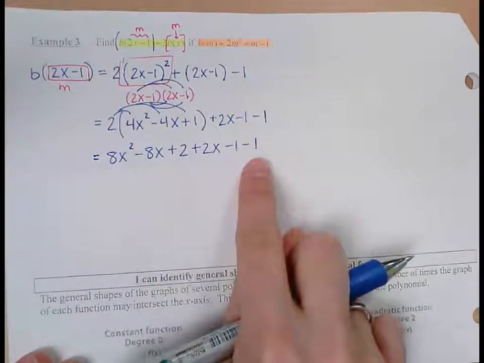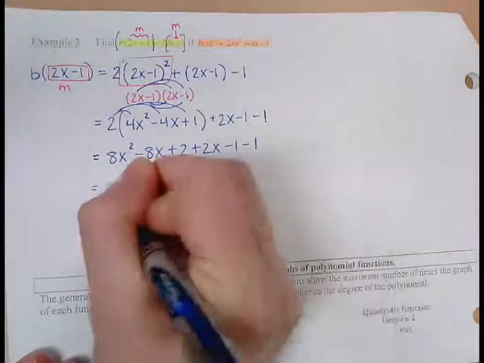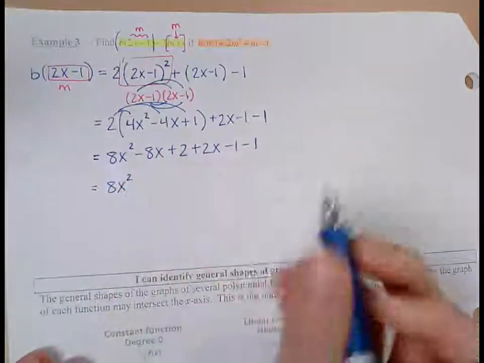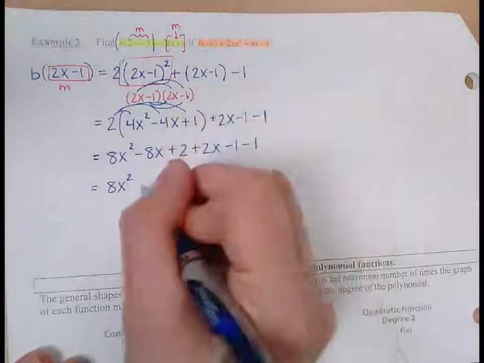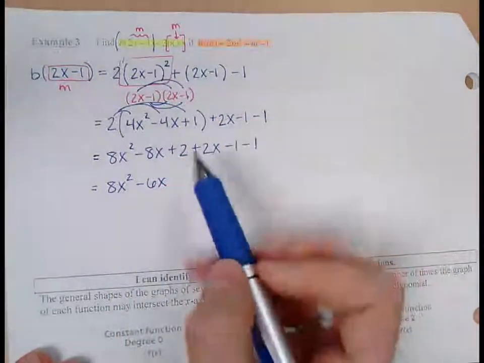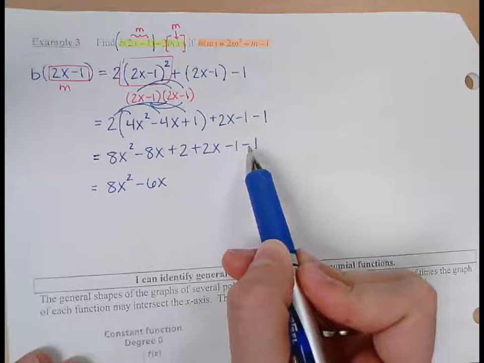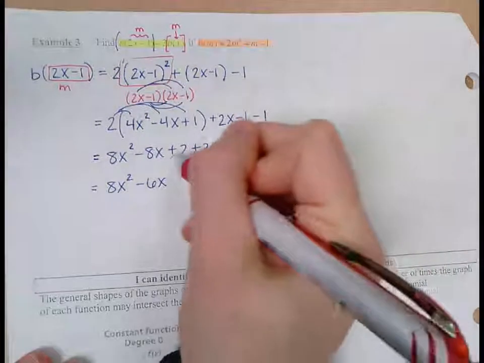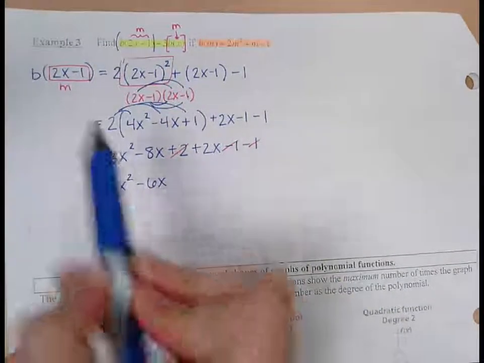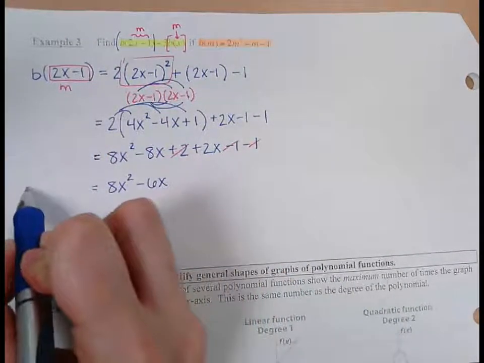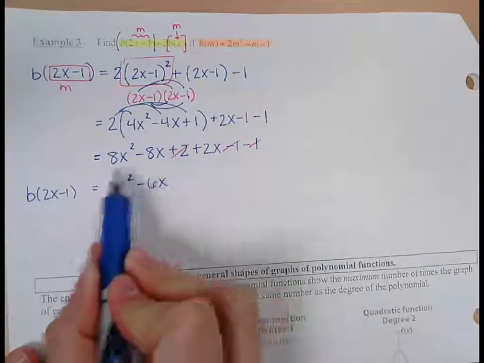So finally, once all the parentheses are gone, I can just combine like terms. So I have 8x squared. A minus 8x plus 2x would be a minus 6x. And then a positive 2 minus 1 is a 0. Those just cancel one another out. So altogether, the b of 2x minus 1, this isn't the final answer, but that part of it equals this.